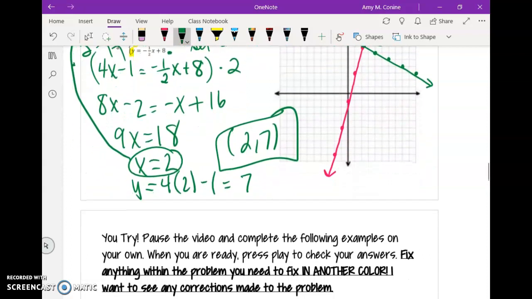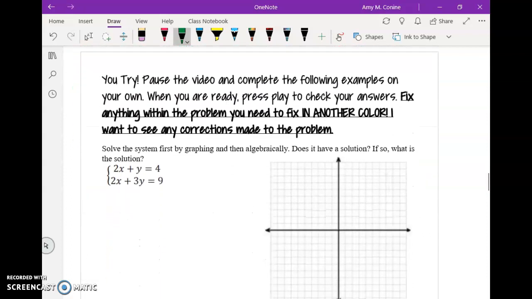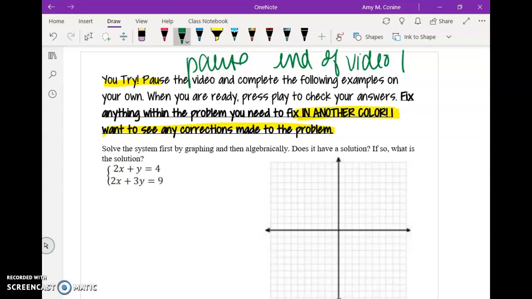Okay? At this point, you need to pause the video and do the You Try. Again, you need to do it in another color and fix anything or do the corrections in any other color. So you have to pause your video and work on it on your own. This will be the end of video 1. The answer will be in video 2.